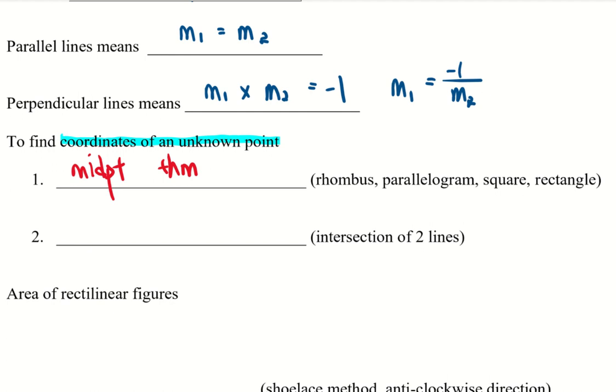Whereas the more common one will be the intersection of two lines. With the intersection of two lines, you can find the coordinates of an unknown point by solving a simultaneous equation.